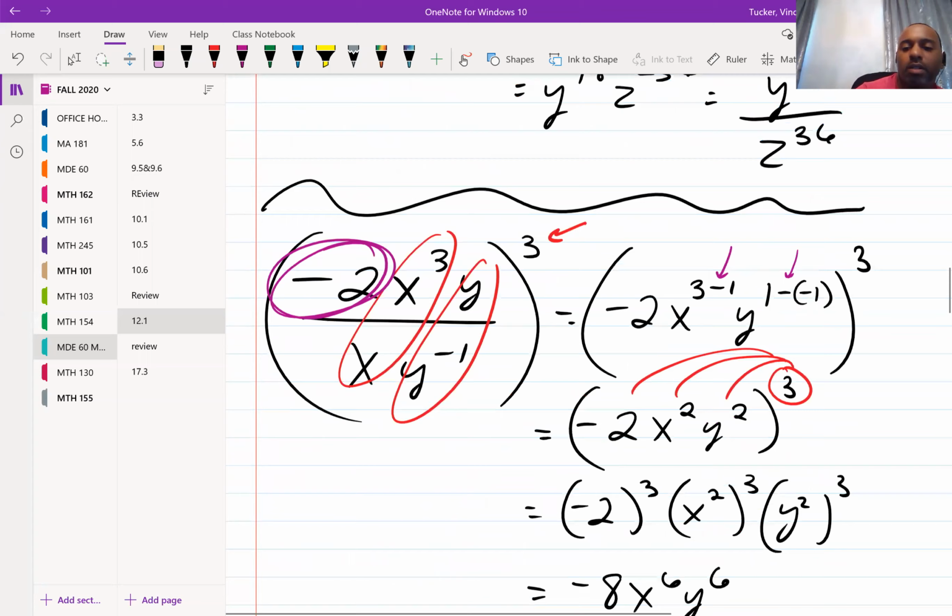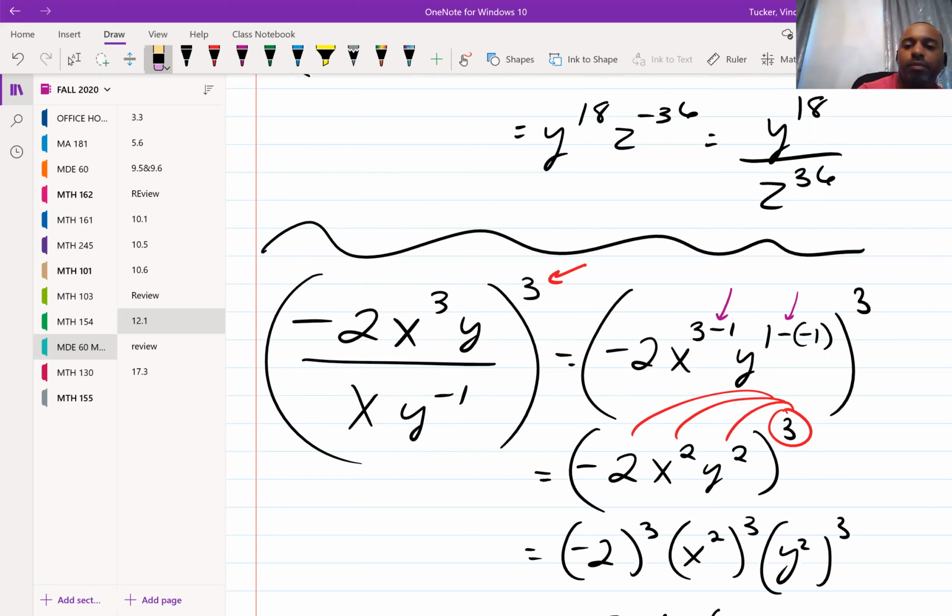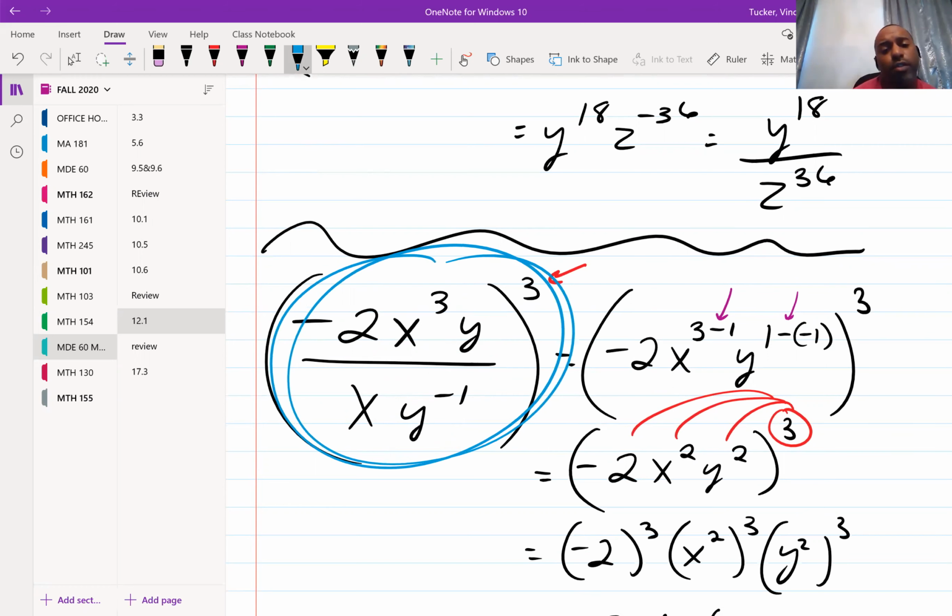All right, I think this is the last one. Yep. So let me erase some of this stuff. All right, so this is the original problem right here. We have negative 2 x to the third y over x y to the negative first power, and we're raising all that to the third power.